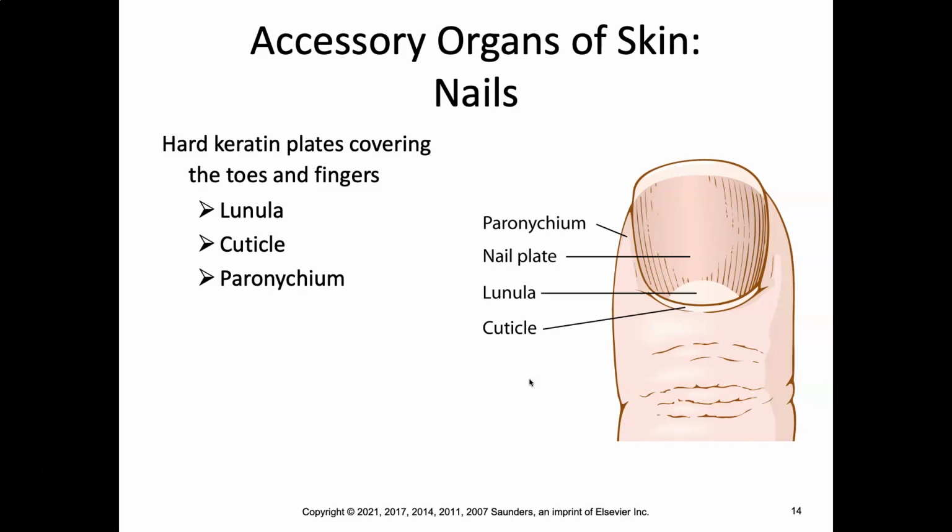Nails. Nails are also an accessory organ of skin. You have hard keratin plates that cover your toes and fingers. They're made up of a lunula, which is this portion over here that's very light colored. And then you have the cuticle right here, the skin that's right at the base of the nail. And then you have the perionychium. This perionychium is the skin right around the nail plate.